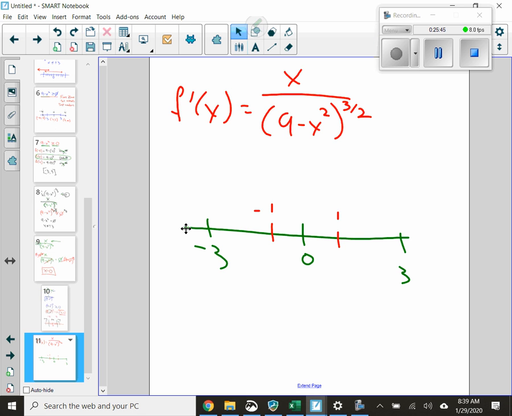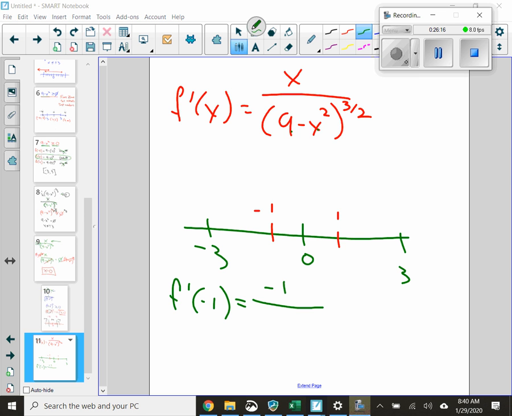So when I'm finding f prime of -1, I can see I have a -1 on the top. And on the bottom, I'm going to have 9 minus (-1) squared. That's going to be 8. I don't really care what the actual value is. If it's cubed, 8 cubed is going to be a positive number. And then I'm going to take the square root, and the square root of a positive number is also going to be a positive number. So I'm going to have this over some kind of positive number. So it's telling me that the slope between -3 and 0 is a negative slope. The derivative is negative.